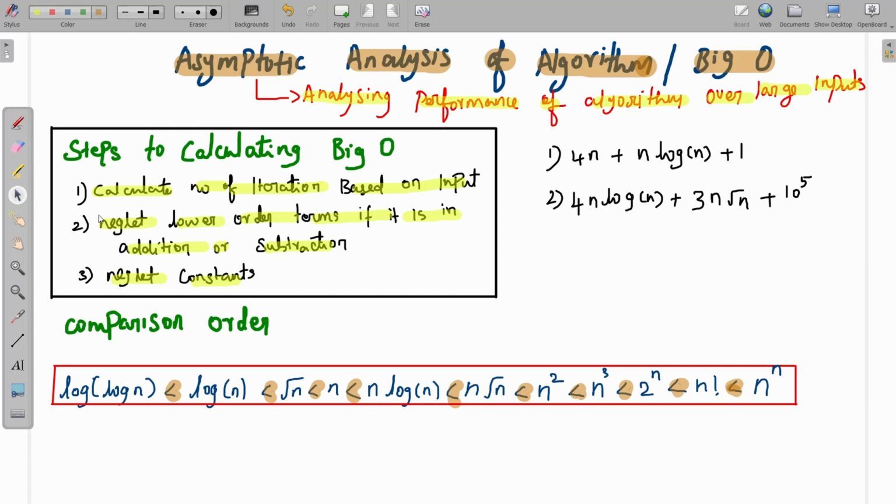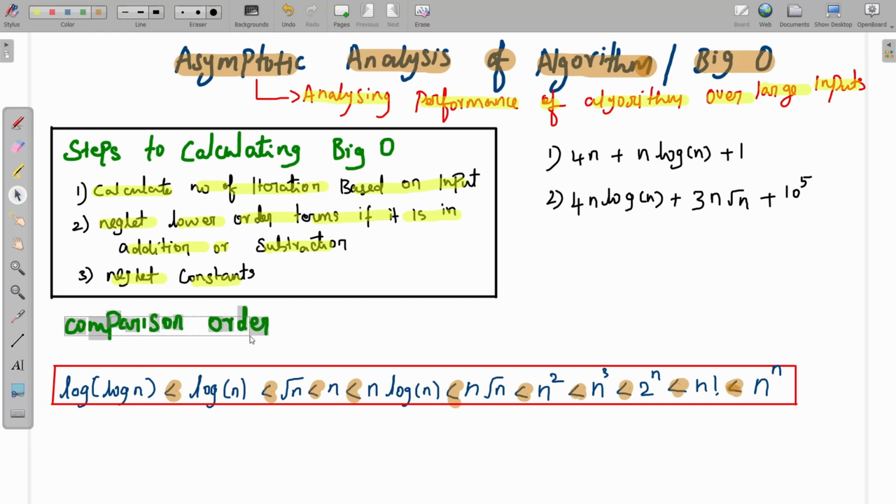The first step is to calculate the number of iterations. We have learned how to find the number of iterations based on the given input. The second step is to neglect, or reject, lower order terms if they are in addition or subtraction. The third step is to reject constants. A constant is nothing but a number. So this is the comparison order.